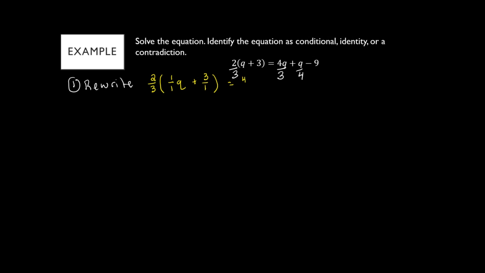And then I've got 4/3 q, and then I've got q over 4. That is the same as 1/4 q, because it would be a 1q, and then plus a negative 9/1, because I'm going to make that a whole number. So I've just turned everything into a fraction just to make the math with fractions easier.